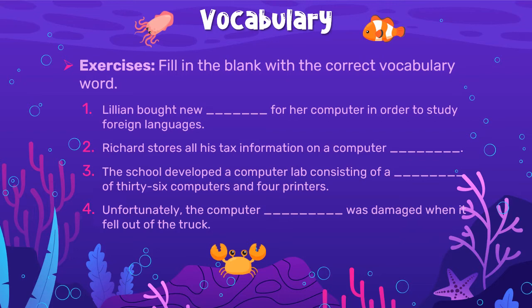All right, let's go through the words. Lillian bought new software for her computer in order to study foreign languages. So this is something that you would install into the computer, a program within the computer. Number 2, Richard stores all of his tax information on a computer database. Remember, that's an organized collection of information. Number 3, the school developed a computer lab consisting of a network of 36 computers and 4 printers. Unfortunately, the computer hardware was damaged when it fell out of the truck.